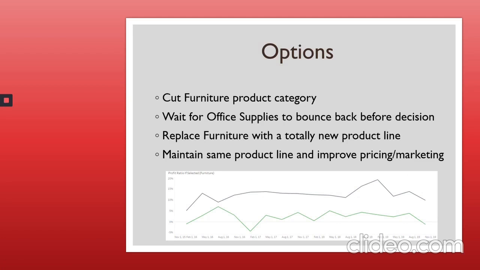Based on the analysis we've done with our Tableau dashboard, let's look at what some of the options are down the line. The most obvious outcome would be improving the profit ratio through cutting the furniture product category, which has historically lagged behind the rest. Another option would be to wait and see if the office supplies category bounces back before cutting a product category. There's also the option of replacing the furniture product category with another product line, but that would take a lot more research than just the data we are using. Finally, there is the option of maintaining the same product line and potentially pricing or marketing the furniture category better in a hope to return a better profit.